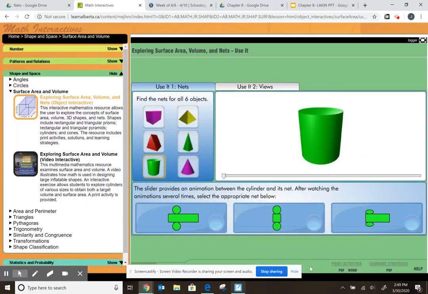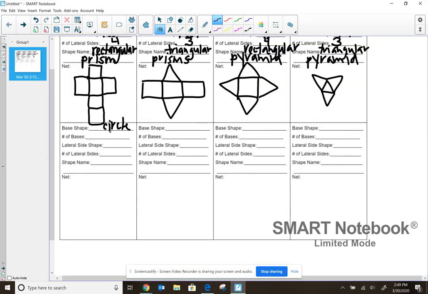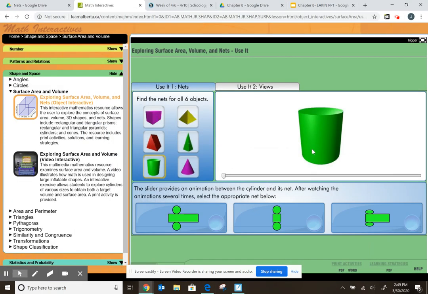Number of bases. 1 at the bottom, 1 at the top. Makes a total of 2. Lateral side shape. Now this is where it gets tricky. You can kind of use your resources and think of like a water bottle wrapper or a can wrapper. If you've ever taken one off and unrolled it, what shape that was.